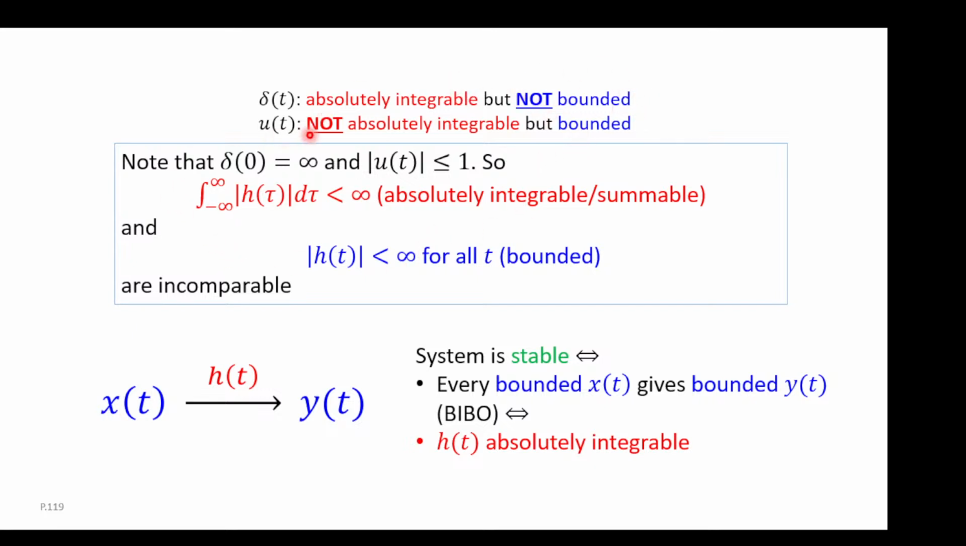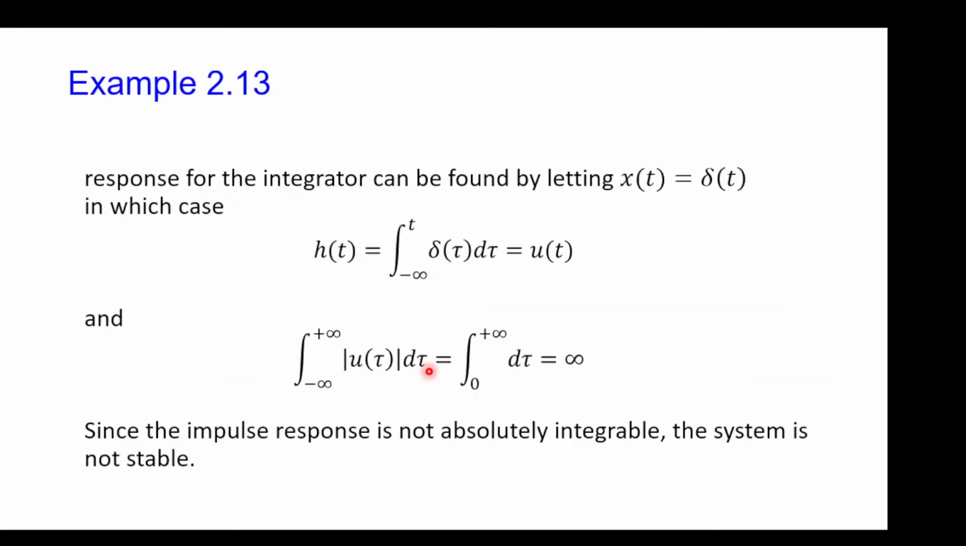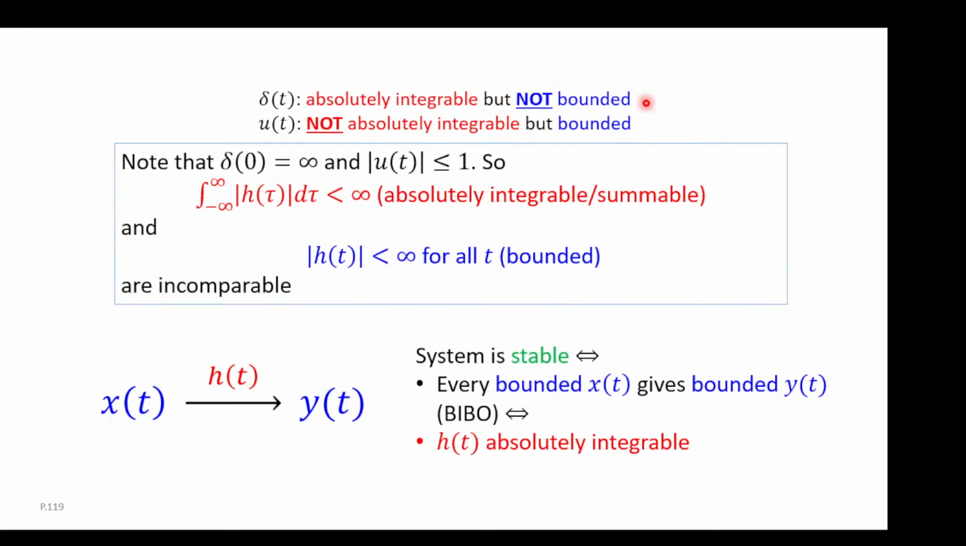On the other hand, this u of t we have seen is not absolutely integrable because this integration will go to infinity. But it's totally bounded, it's less than 1 everywhere. So bounded and absolutely integrable or summable are incomparable. They're just two different concepts. And then when we think about systems and stability, there are really three things here, and you need to not confuse what you are thinking about.